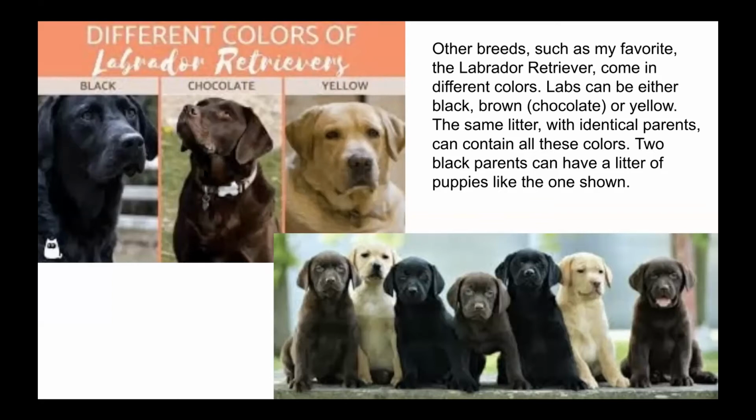And the interesting thing is that two black parents, a black mother and a black father, can have a litter. Mama can have a litter that contains all those different colors. Okay. How does this happen?